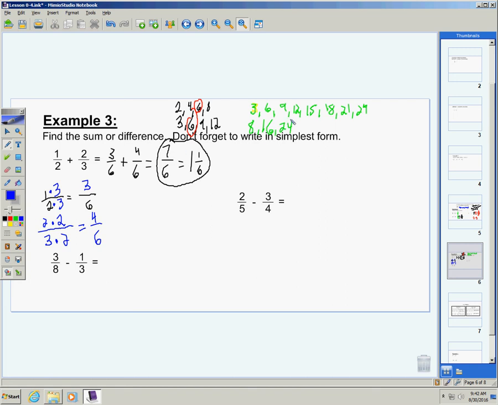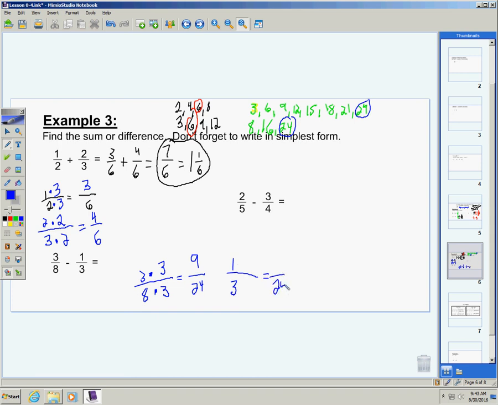3/8. To get that to have a denominator of 24, I do 8 times 3. So that means I have to multiply my numerator by 3 as well, so I get 9 24ths. For 1/3, I want that to have a denominator of 24. 3 times 8 is 24, so I have to multiply 1 times 8 as well. So I get 8 24ths.